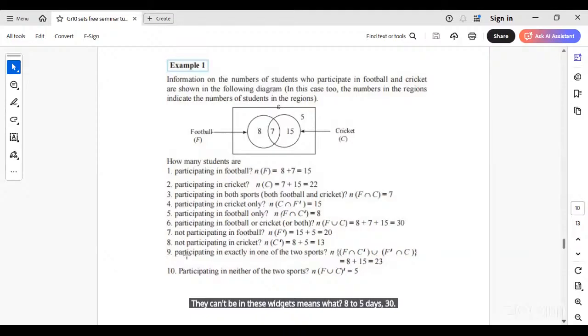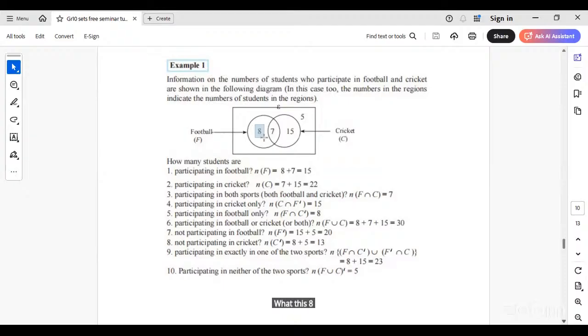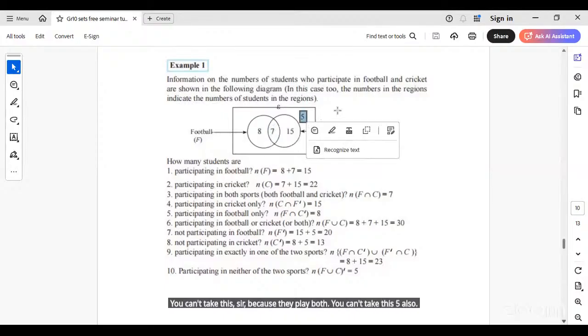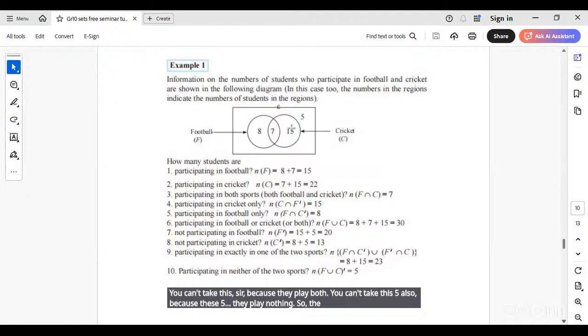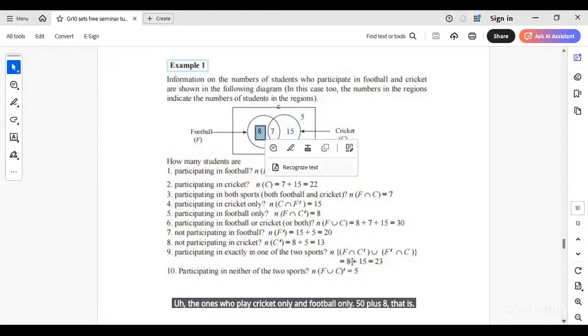Then the ones who are participating in exactly one of the two sports. These 8 play football only. These 15 play cricket only. You can't take this one because they play both. You can't take this 5 either because they play nothing. So the answer, cricket only and football only, is 15 plus 8, that is 23.